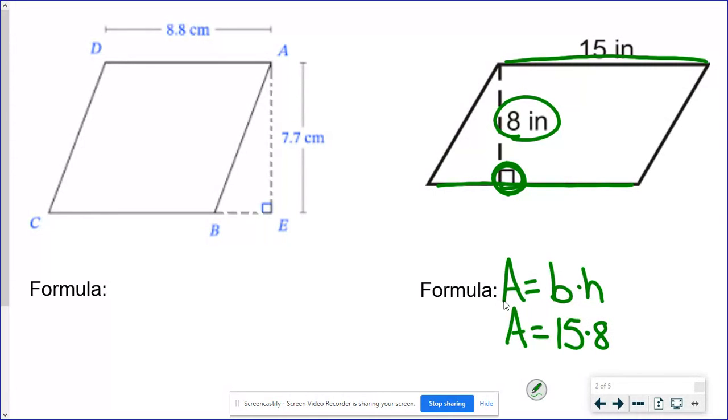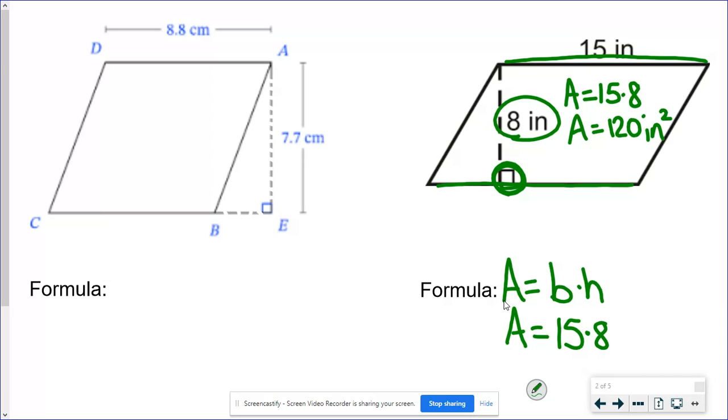Now, this is an excellent review today and in the next unit to have a calculator handy. Please, please, please have a calculator handy. The area is going to be 15 times 8, which is 120 square inches.